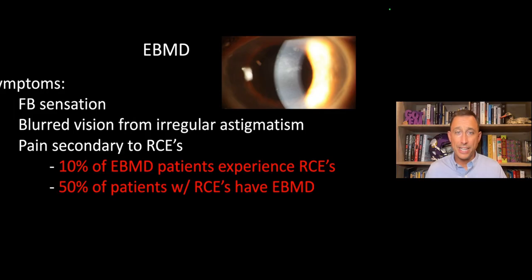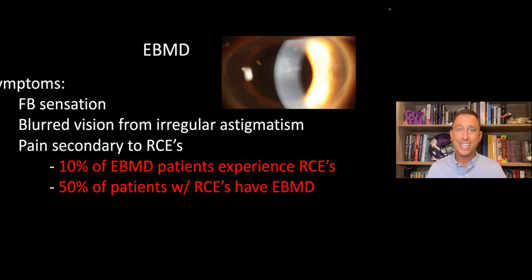Sometimes it's not affecting their vision, but you're dealing with recurrent corneal erosions. Then the key is to identify the underlying things. You may have to put some punctal plugs in. You may need to see, do they have meibomian gland dysfunction? You want to treat the ocular surface in order to help them with those recurrent corneal erosions. And you can see the data here. 10% of EBMD patients experience recurrent corneal erosions. 50% of patients that get recurrent corneal erosions that are in your chair will have EBMD.